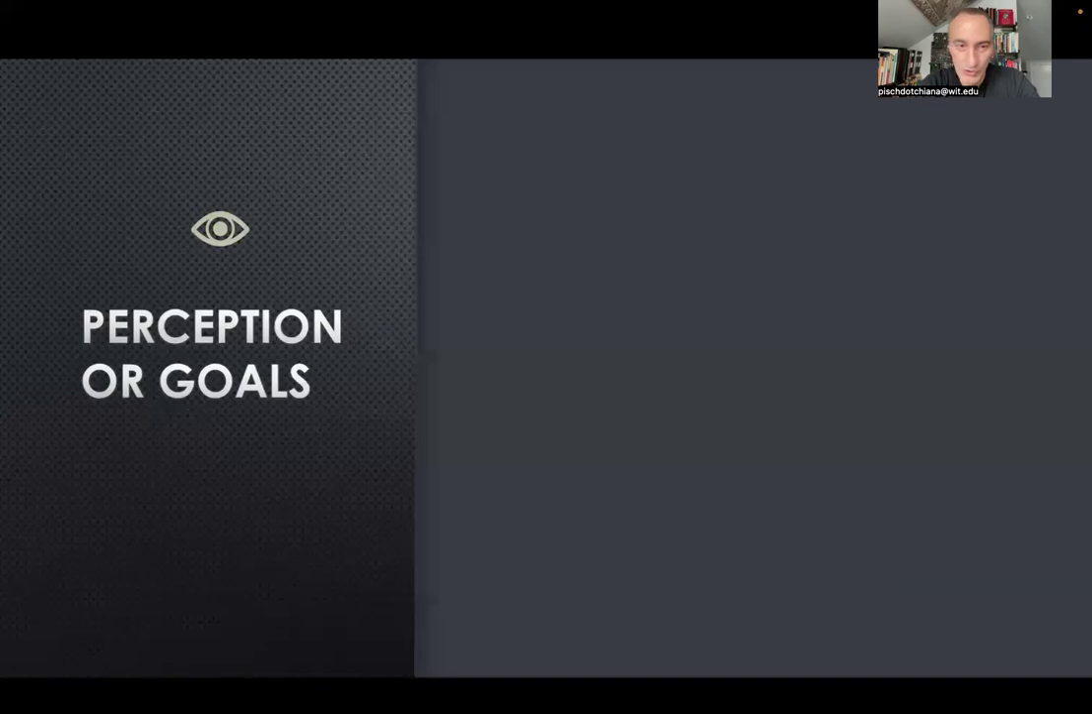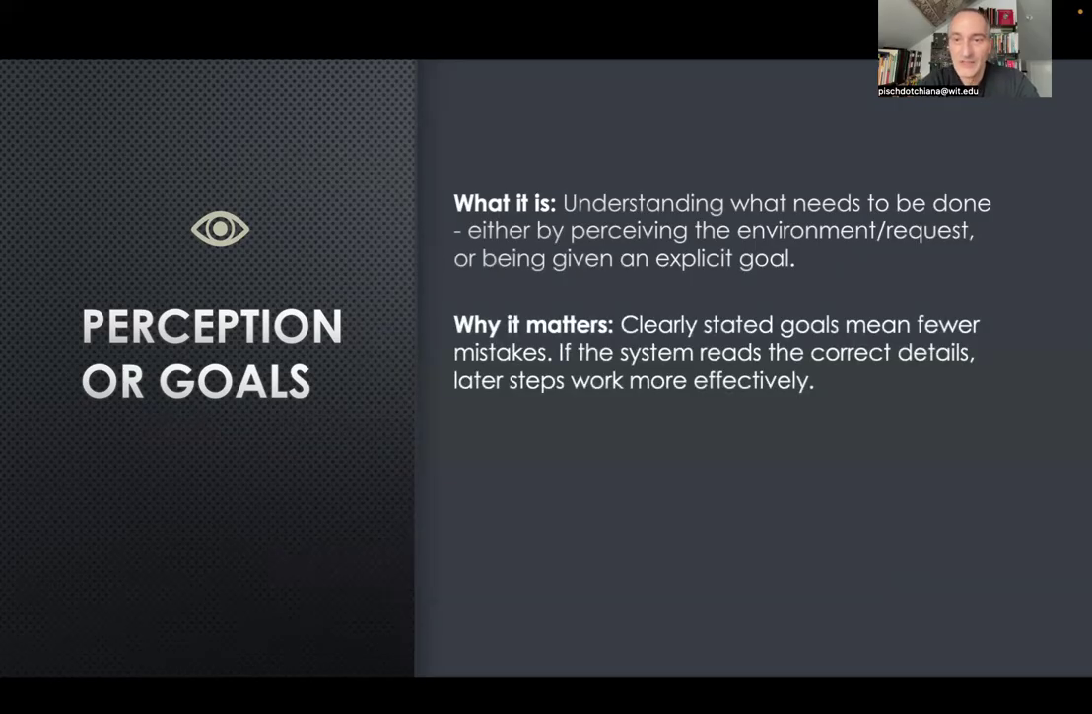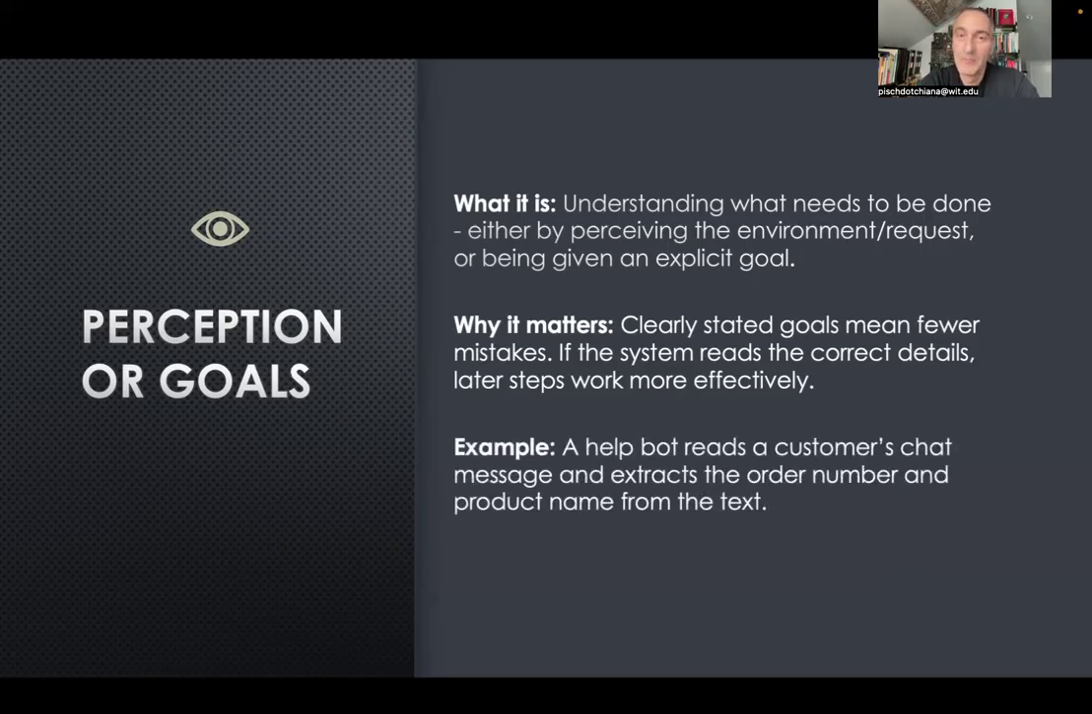Perception or goals is something that we give to the system. What is it? It's understanding what needs to be done, either by perceiving the environment or a request or being given an explicit goal. Why it matters? Well, clearly stated goals mean fewer mistakes. And if the system reads the correct details, the later steps work more effectively. Some examples: a help bot that reads a customer's chat message and extracts the order number and product name from the text. So this is a notion of the perception or the goal that the agent has.